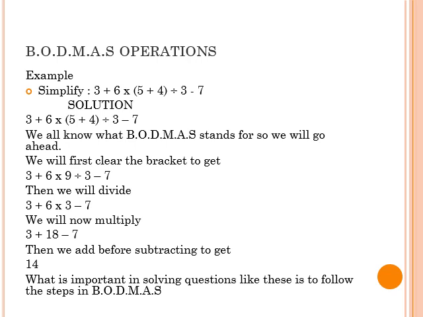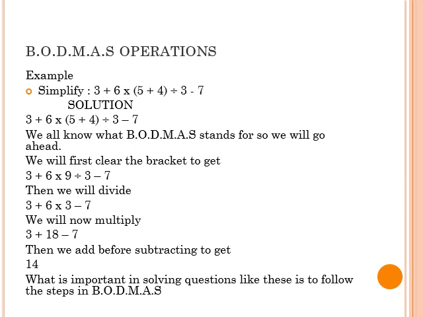Divide. So we have to divide. Where is the division sign here? Here. So we'll divide 9 by 3. When we divide, we get 3 plus 6 times 3 minus 7. Good.